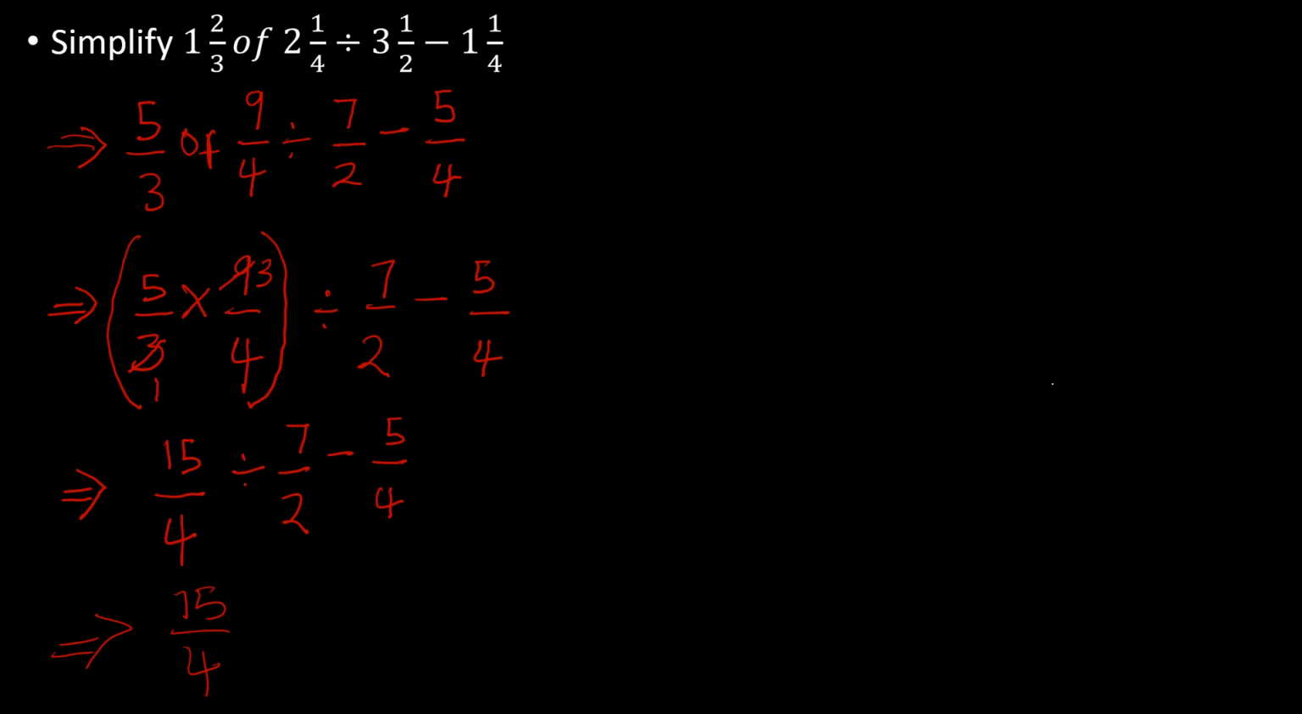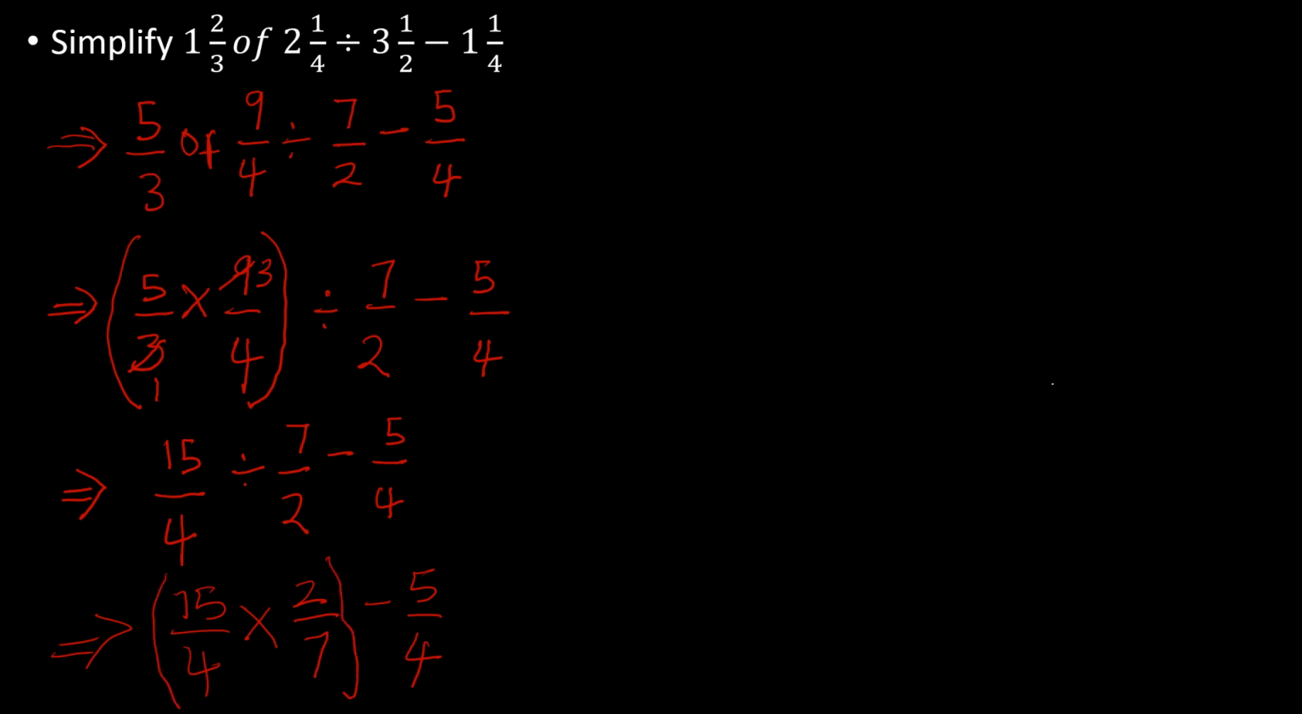Now our division sign will become a multiplication sign, and when that happens, the fraction at the right hand side of the division sign will be flipped. Our numerator will become our denominator and vice versa. So we have a multiplication sign here, and instead of 7 over 2, we have 2 over 7, minus 5 over 4. We can also leave this in a bracket just to make it clear that we're dealing with this first.